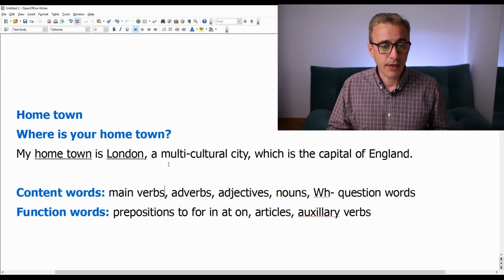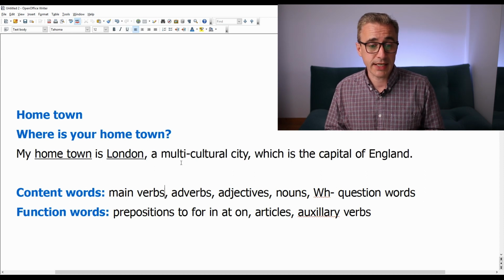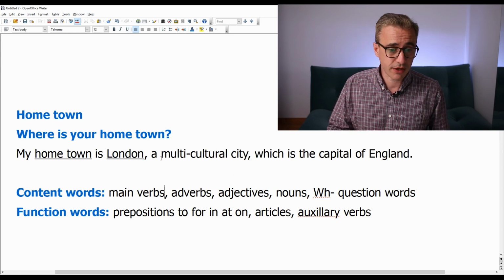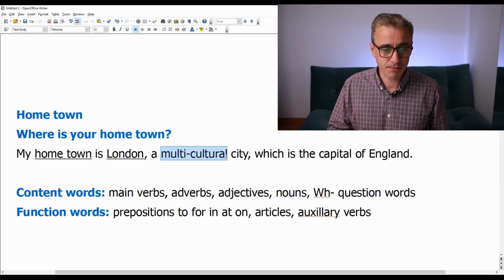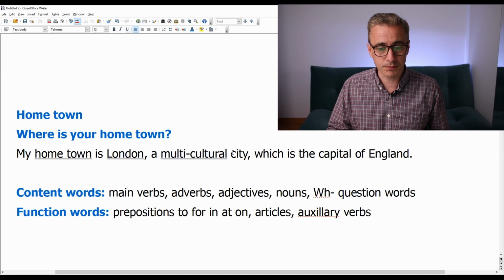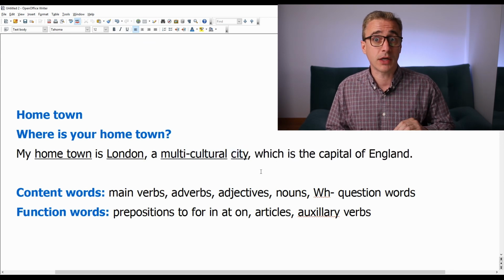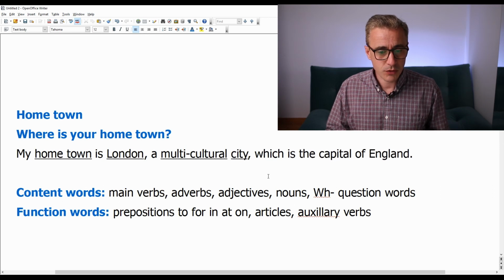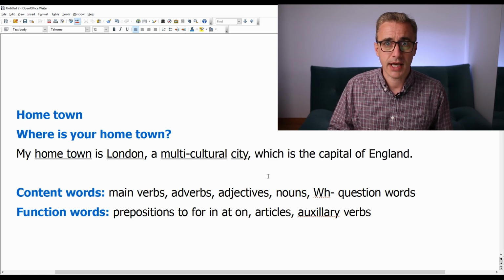And then we have multicultural city. So multicultural is an adjective. So we stress it. And city, of course, is a noun. So we're going to stress that as well. Okay. So we've got a few words there we're going to stress already. What else? Well, which, yeah, we can stress that. It's an adverb.